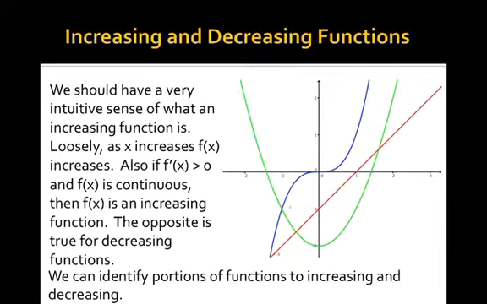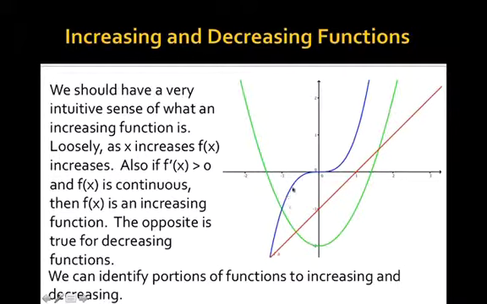If f prime of x is greater than 0 on an interval from a to b, then f of x is said to be increasing on that interval. So we have some functions here. In red here, we've got y equals x minus 1, and this is a strictly increasing function. For every x, f of x is a little bit bigger than it was before, so it's increasing.